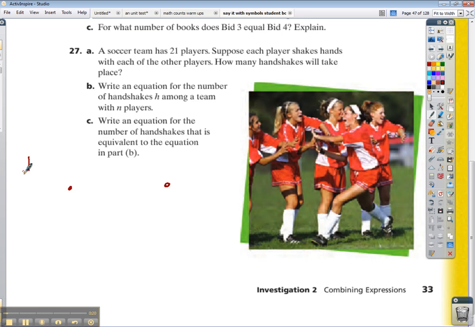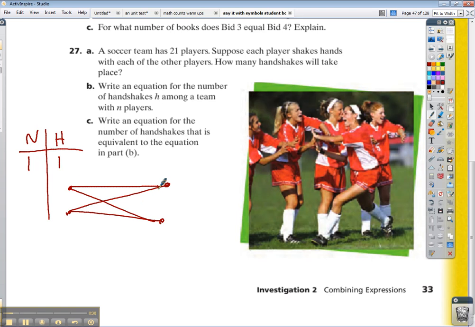So I'm going to make a little table here. This is the number of team members and handshakes. If I have one team member in each team, I get one handshake. If I have two team members on each team, I get 1, 2, 3, 4. I'm starting to see a connection here. Let's see if we have one more here. If we add one more, we have 4, 5, 6, 7, 8, 9.